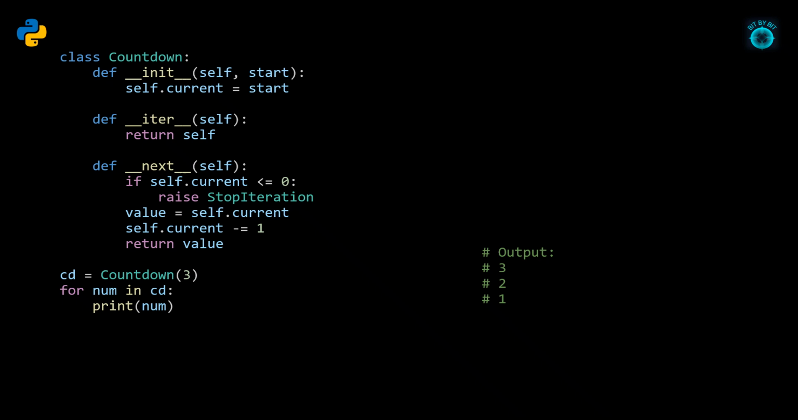The __next__ method checks if the current value is less than or equal to 0. If so, it raises StopIteration. Otherwise, it returns the current value and subtracts 1. We create an instance of Countdown starting at 3 and use a for loop to iterate through it. It prints 3, 2, and 1, then stops, just like a countdown. This is how we build custom iterators in Python.